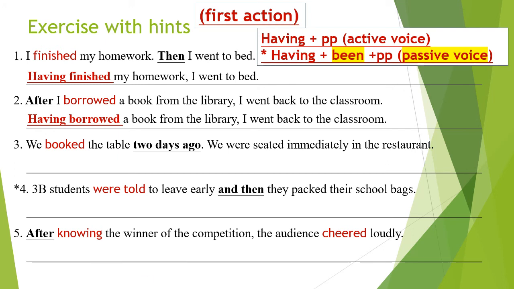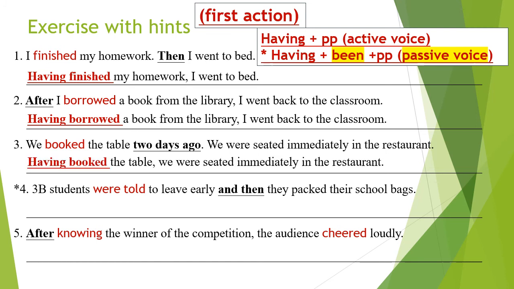Number three. We booked a table 2 days ago. We were seated immediately in the restaurant. This should be the first action, right? We booked the restaurant first. What about active voice or passive voice? Look at the verb booked. We booked, so we know the doer. Active voice. So having booked the table 2 days ago, comma, we were seated immediately in the restaurant. Okay, well done.